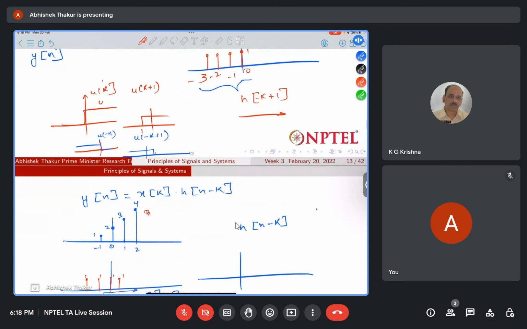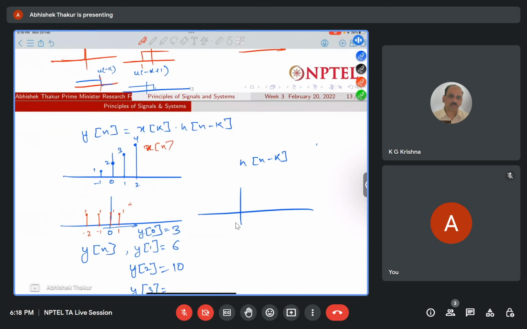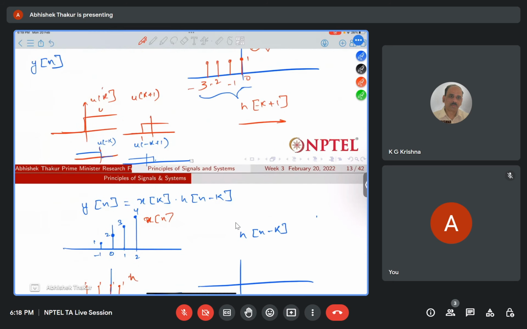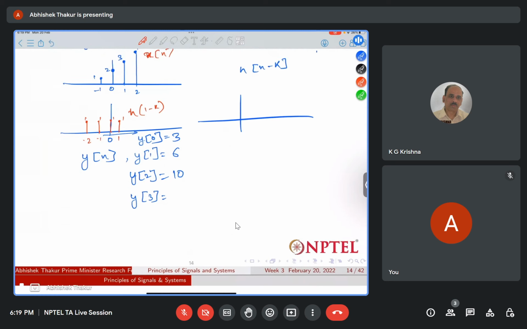This is our x function. This is our h of minus 3. We have a minus 2, so this will be 1 minus k. We have to draw all those parts individually. H of 2 minus k will start from minus 1, 0, 1 and 2.